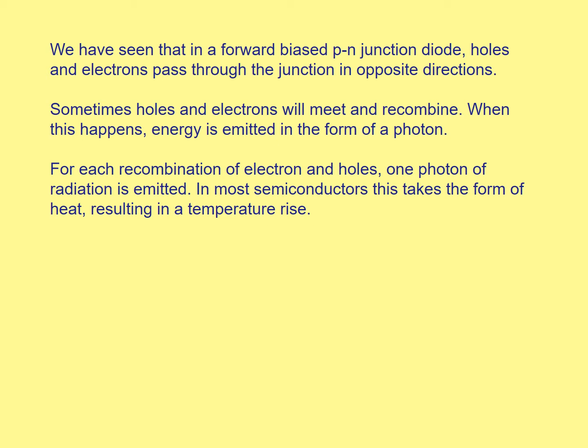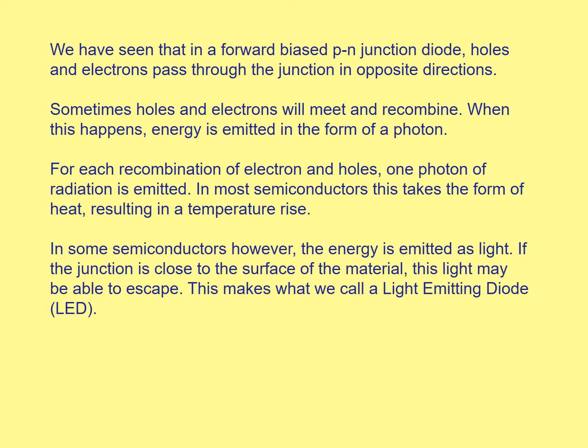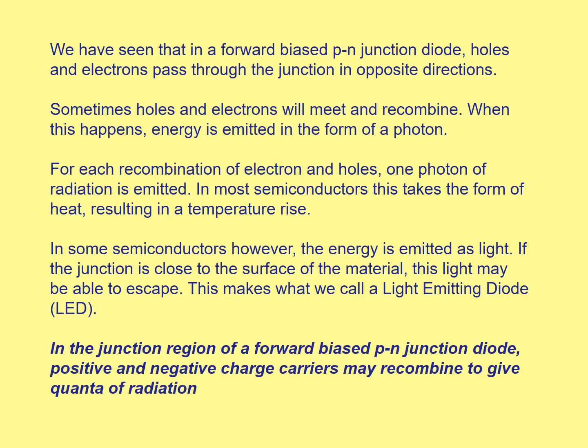In most semiconductors, this takes the form of heat, as I said, resulting in a temperature rise. However, in some materials, the energy is emitted as light. The only difference between heat radiation and light radiation is the frequency of the photons. And the frequency of the photons is determined by the energy. The energy is the gap, the potential barrier that has been overcome in order for the electrons and the holes to recombine. So we call this a light emitting diode.